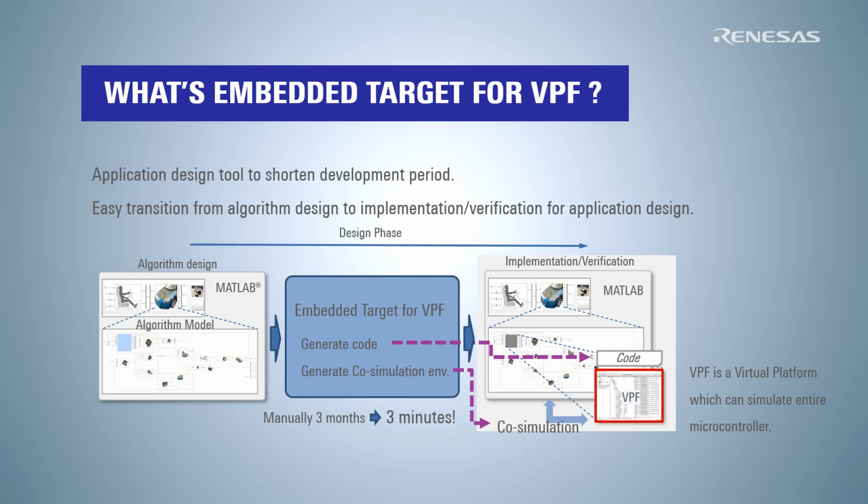The customer designs a vehicle system algorithm using MathWorks MATLAB and simulates it in the algorithm development phase. However, since the device information is not dealt with in the algorithm development phase, the customer cannot detect the performance issue. To resolve the issue, the current development style needs about 3 months to construct the environment manually. By applying Embedded Target for VPF, these tasks can be completed in 3 minutes.